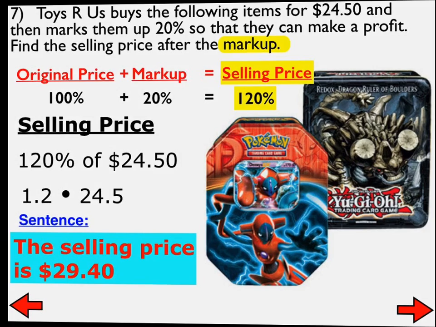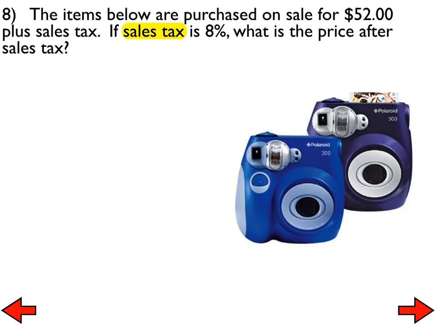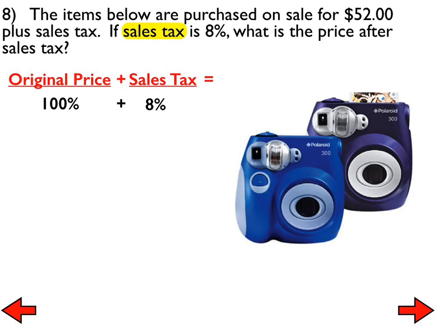All right, number 8. The items below are purchased on sale for $52 plus sales tax. If sales tax is 8%, what is the price? In other words, we're finding the new price after sales tax. That's what makes this type of problem slightly different. Paying an 8% sales tax means we are paying 108%. Adding it back on. That's the way sales tax works.